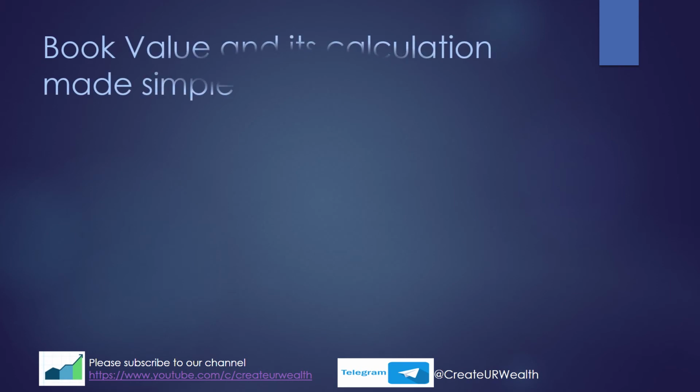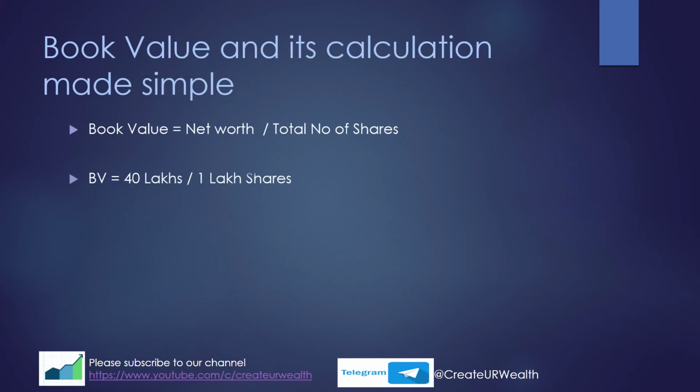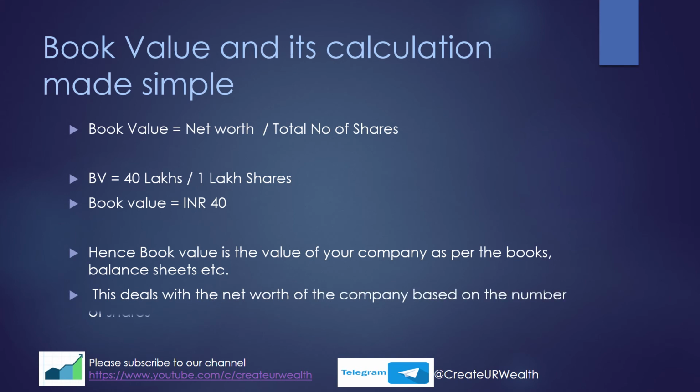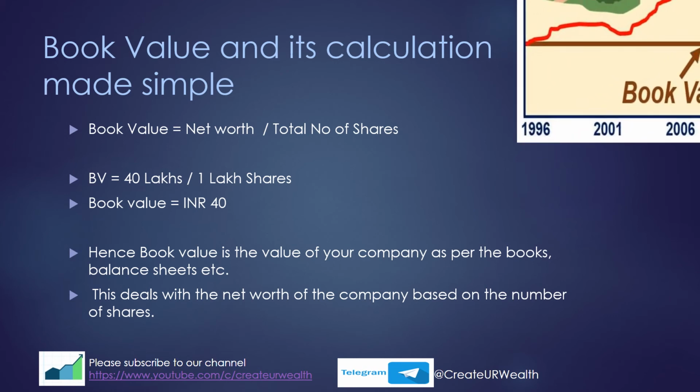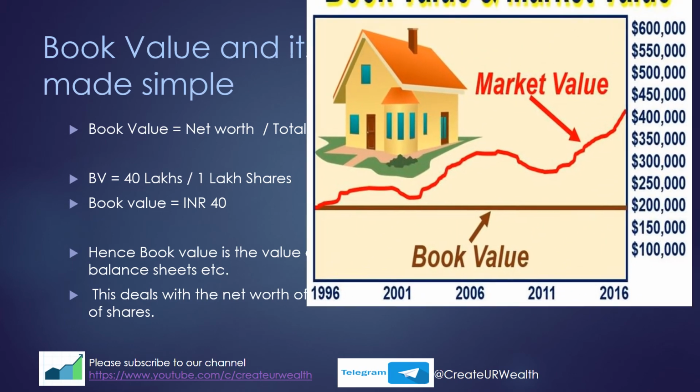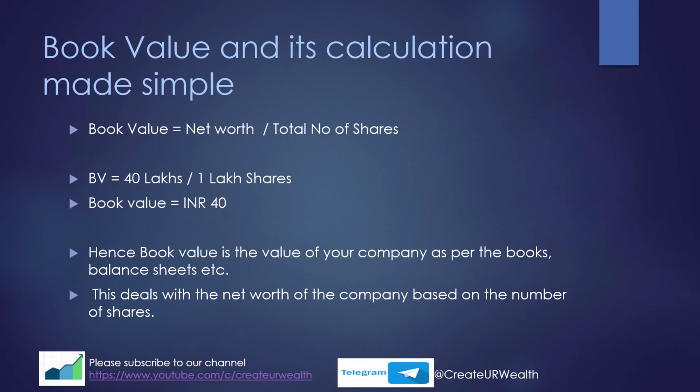Now, let's go to the next stage, that is the book value and its calculation. Book value is calculated as net worth divided by the total number of shares. As we saw, the net worth is 40 lakhs rupees and we had issued 1 lakh shares, so the book value is equal to 40 rupees. Hence, the book value is the value of your company as per the books and the balance sheet. And this deals with the net worth of the company, which is based on the number of shares.